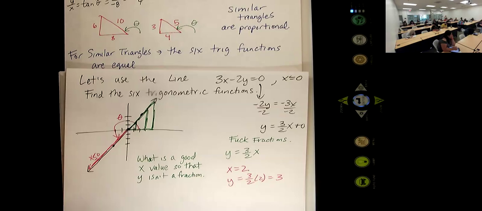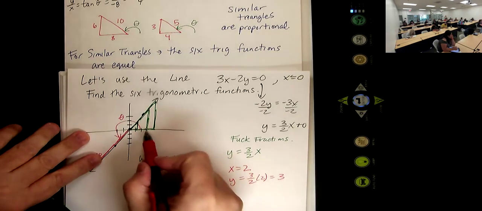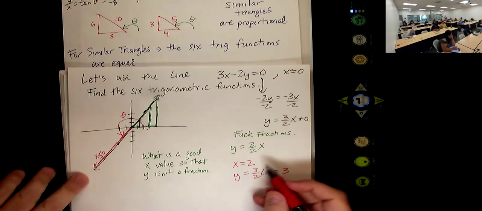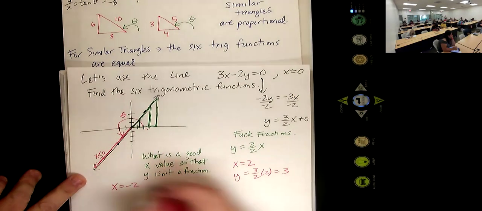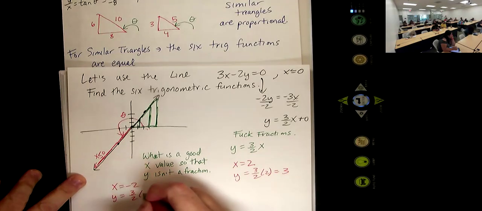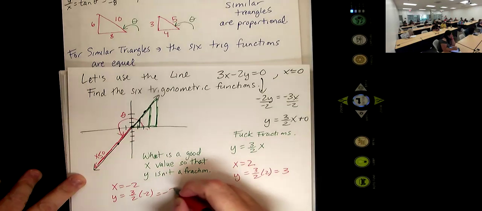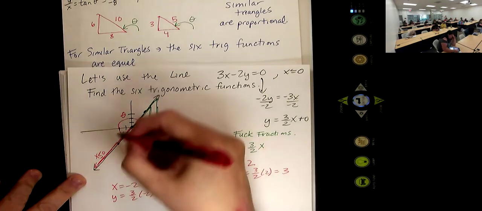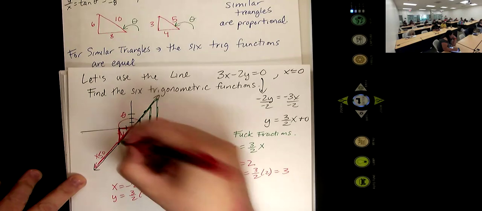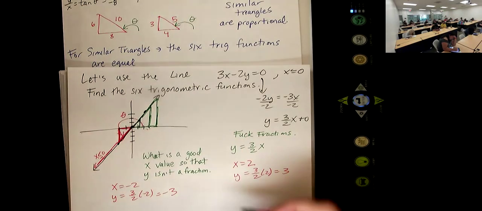But that's not quite right. That would be in this quadrant right here. I need x to be less than 0. So let's do x equals -2. So y equals 3/2 times -2. That'll give us -3. So we're gonna have that triangle right there. That's our ending triangle there. And I'll redraw it.